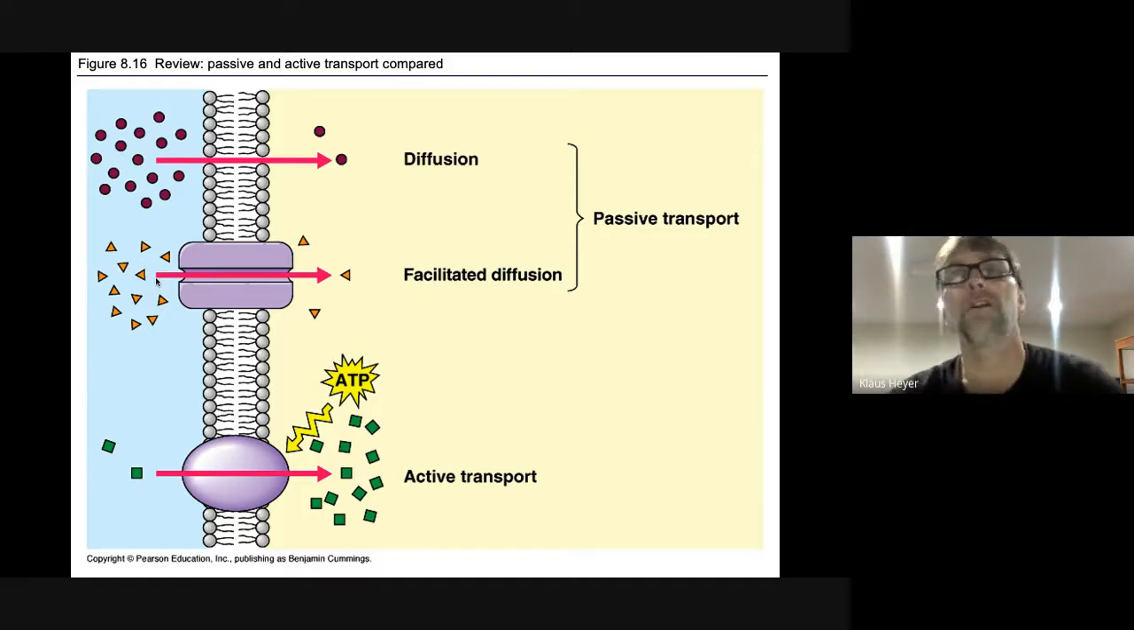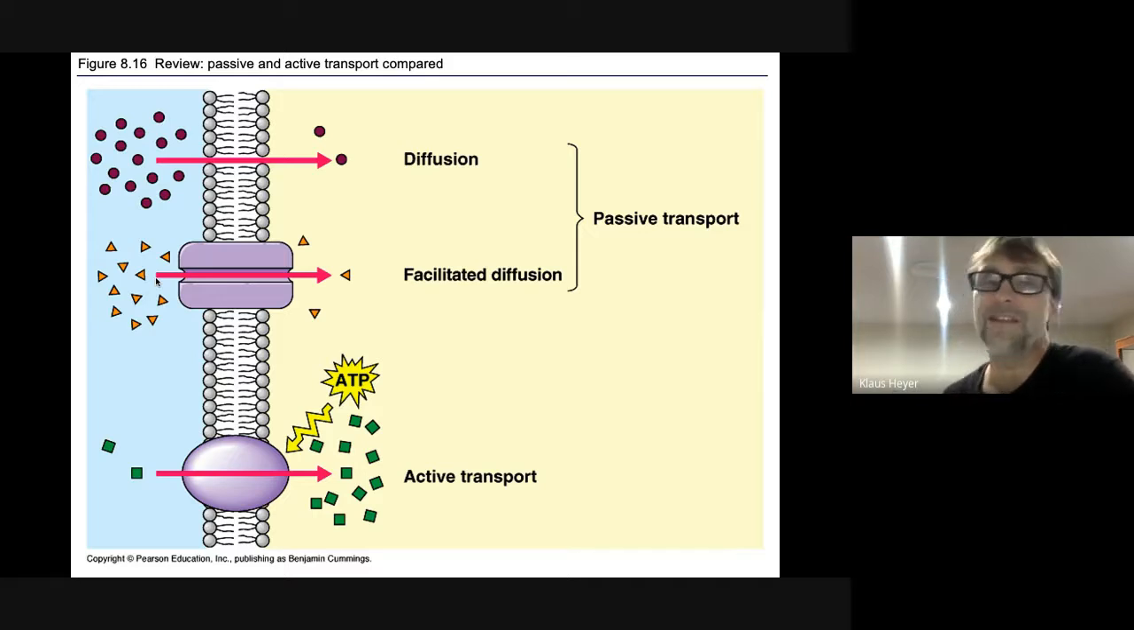So when you're going there or the Smoothie King Center and you go through those turnstiles, right? Some people can't go through there. What if you're pushing a baby? Right? What if you have a wheelchair? Can't go through that. So you need to go through the gate. That would be facilitated diffusion.